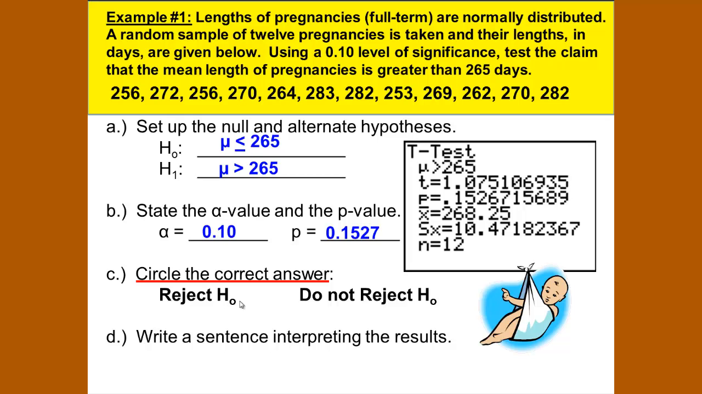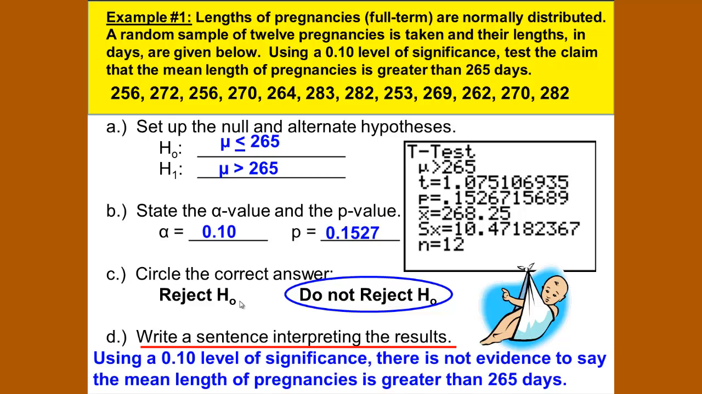Now we need to circle the correct answer. Are we going to reject H0 or do not reject H0? Well, the p is high, so we will let it fly because it is an ordinary value. That means we do not reject. And since we do not reject, our sentence says, using a 0.10 level of significance, there is not enough evidence to say that the mean length of pregnancy is greater than 265 days.